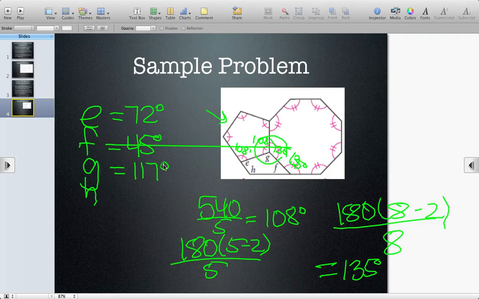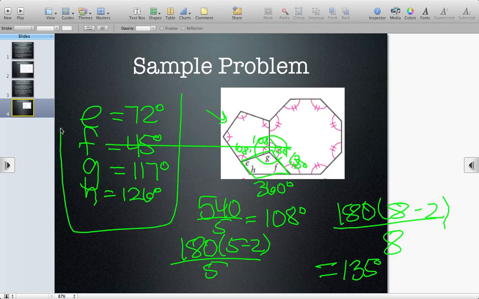All right, so now I have a quadrilateral hanging out here. So 1, 2, 3, 4 sides. That means the sum is equal to 360 degrees. Add E, F, and G together. Subtract from 360. And angle H is 126 degrees. Again, don't forget your degree symbol. That is your label.